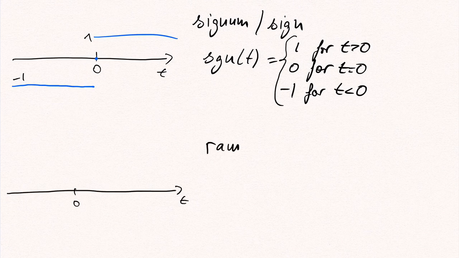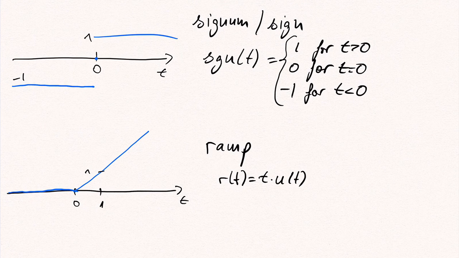The ramp function is 0 up until t equals 0, and then increases with slope 1, so that for t equals 1, it has reached value 1. This can be expressed mathematically as r of t is equal to t times the unit step, or is equal to t for t greater or equal to 0, and 0 for t less than 0.